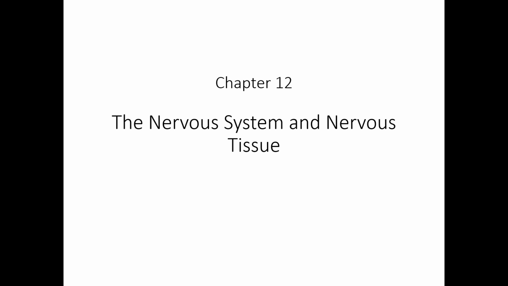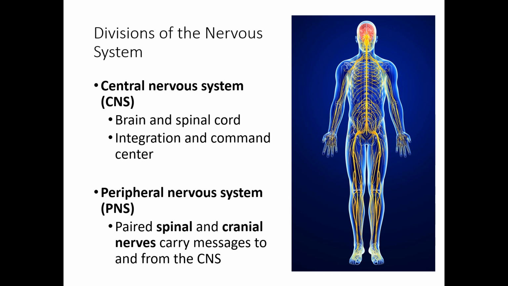Chapter 12, the nervous system and nervous tissue. Our nervous system regulates all the body activities, and it is made of two huge parts: central nervous system, CNS, that would be our brain and the spinal cord. That is the integration and command center of the body.